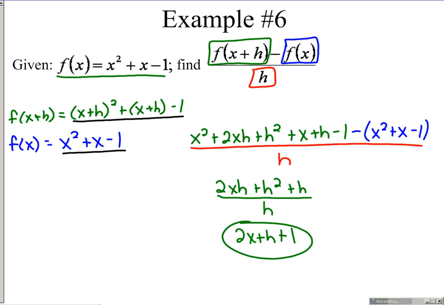Okay? The key thing is you're not going to FOIL this out correctly, or you're going to forget to subtract off this entire term and distribute that negative to each term of f of x, and that's going to cause you to make an error.